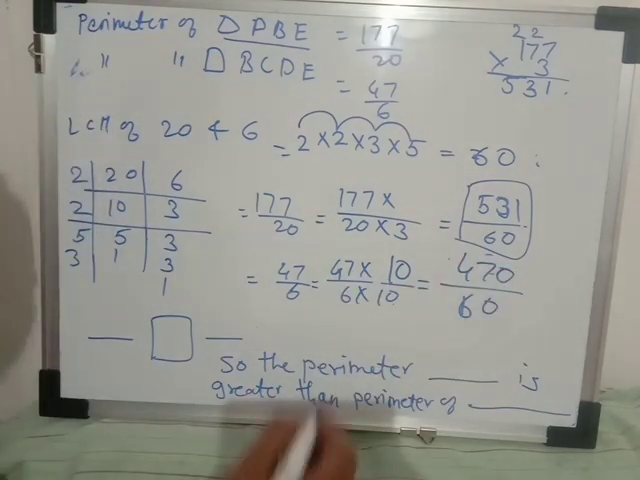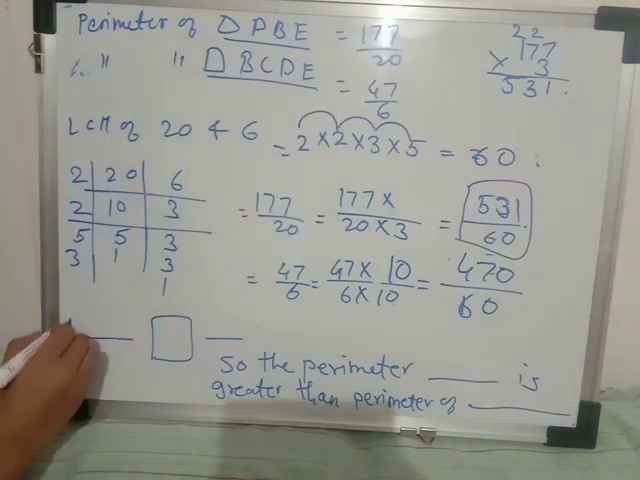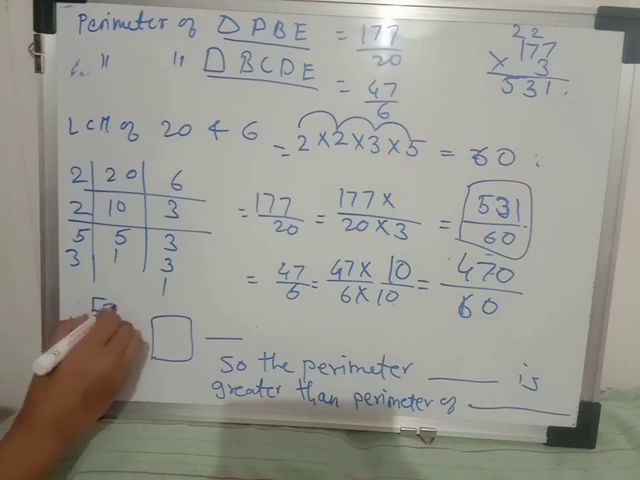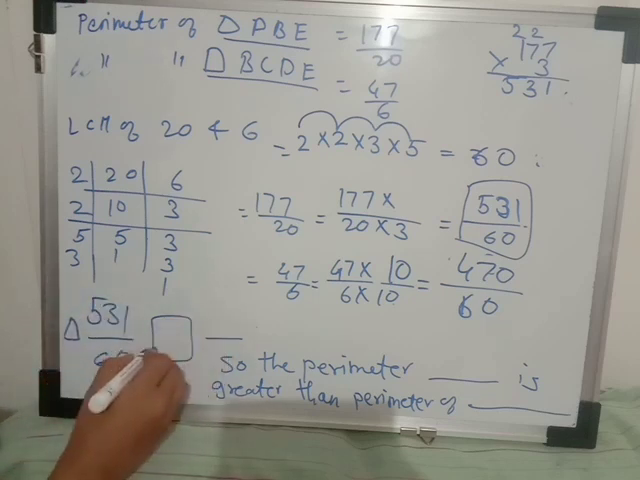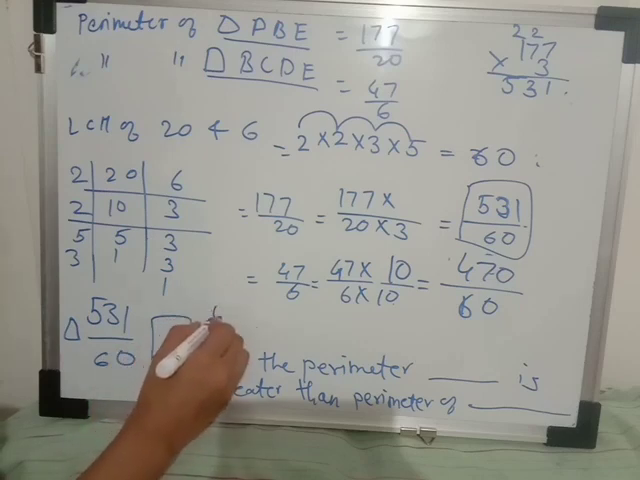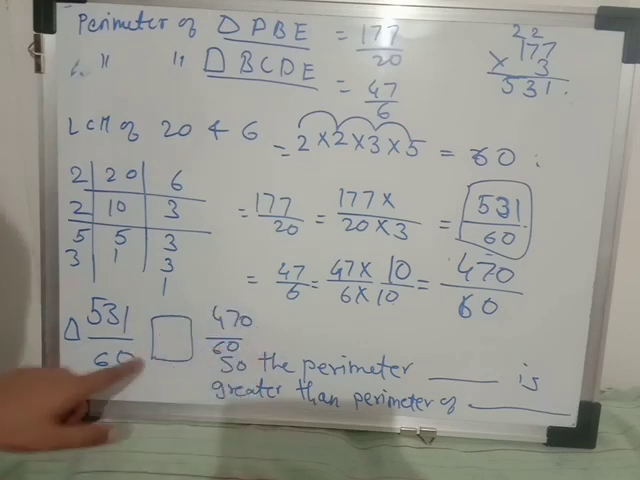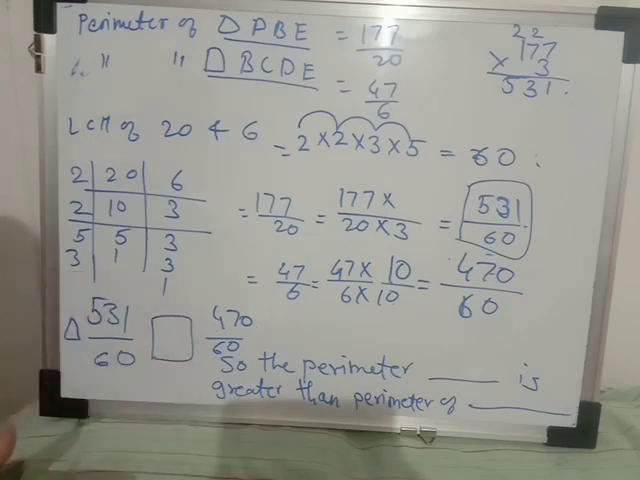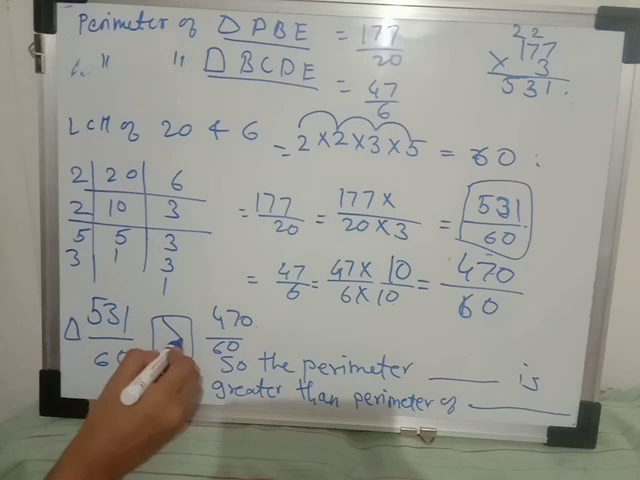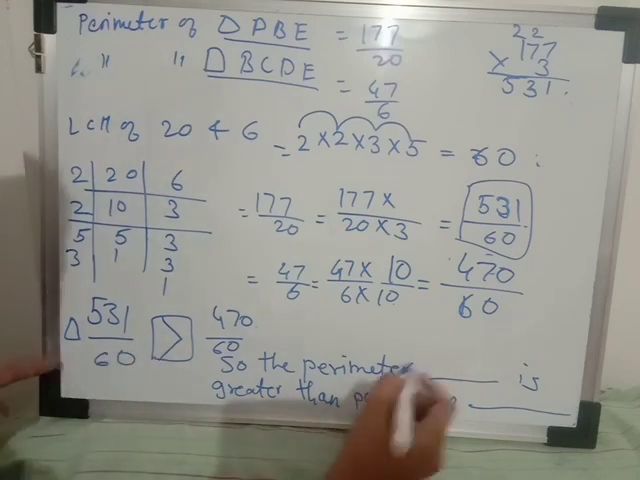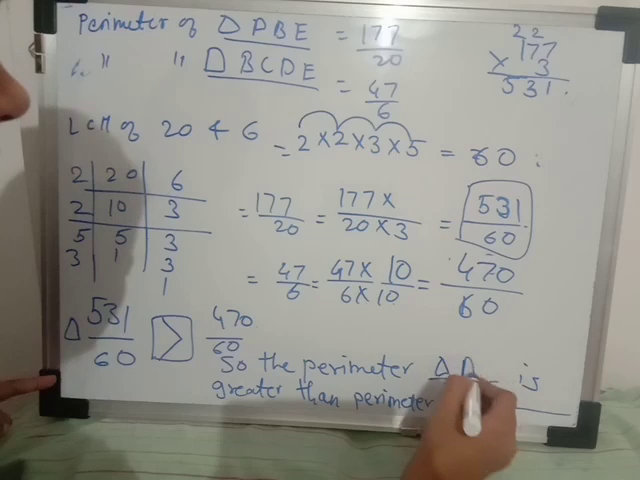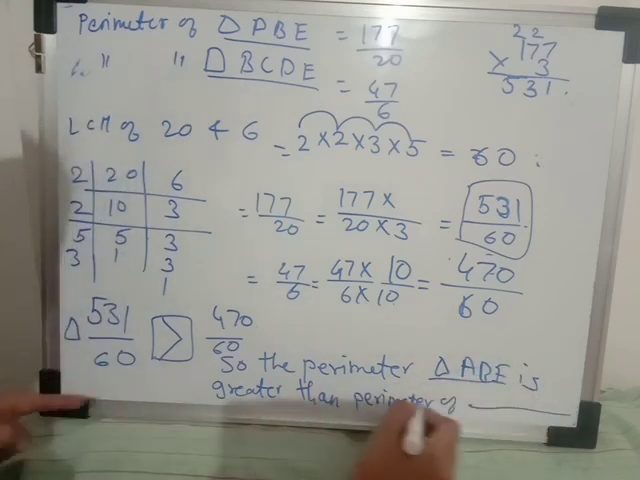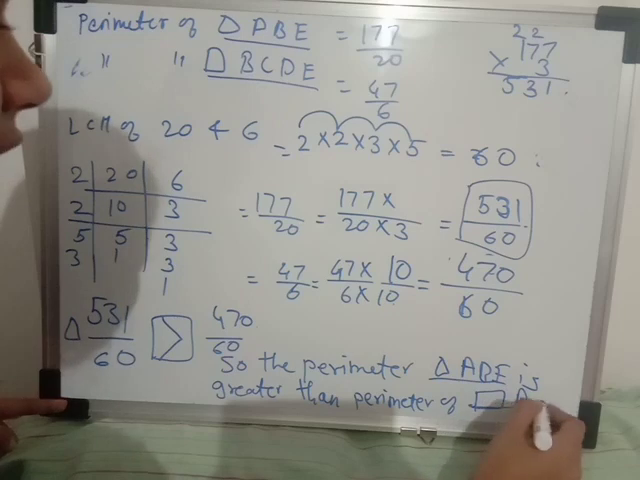So here we got the perimeter of the triangle, 531 upon 60, and then the perimeter of the rectangle BCDE, 470 upon 60. Here denominators are same. Now from the numerators we have to decide which fraction is greater. That is the triangle ABE. So the perimeter of triangle ABE is greater than the perimeter of rectangle BCDE.